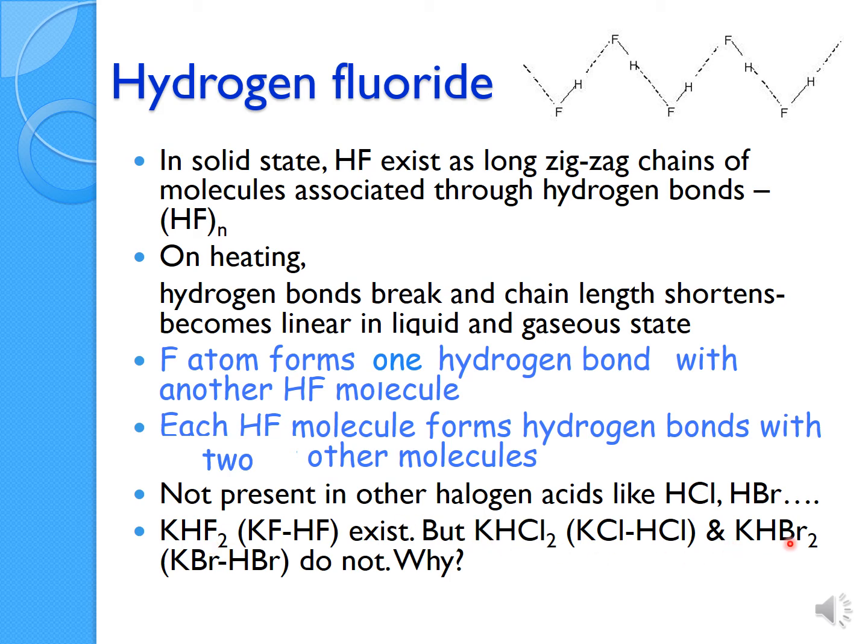KHCl2, KHBr2, etc. or such molecules do not exist. Why? Because as we have already mentioned, chlorine, bromine, etc. will not be able to form hydrogen bonds. Therefore, a bond formation like this is not possible. That is, a hydrogen bond formation between KCl and HCl is not possible. Therefore, the KHCl2 molecule and KHBr2 molecule do not exist. Only KHF2 exists because a hydrogen bond can be formed between fluorine and hydrogen.